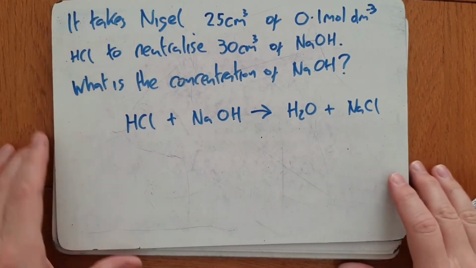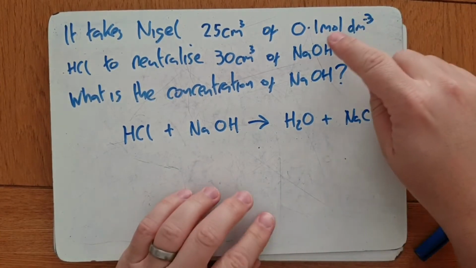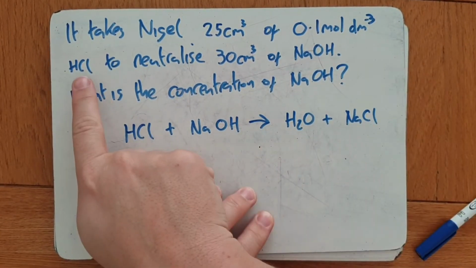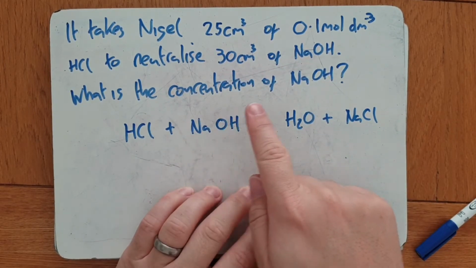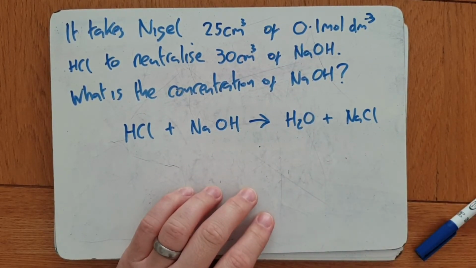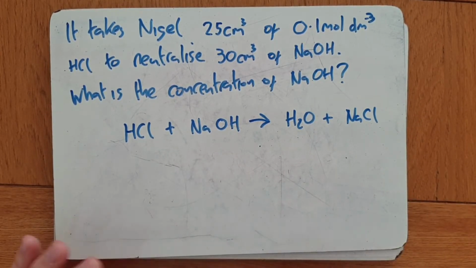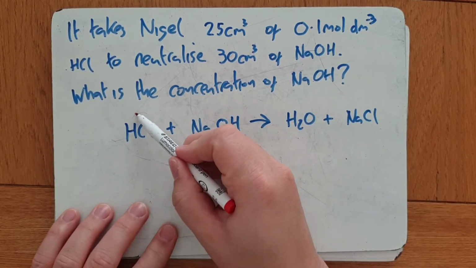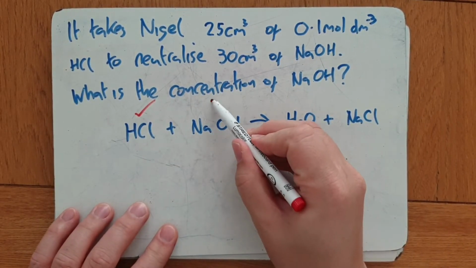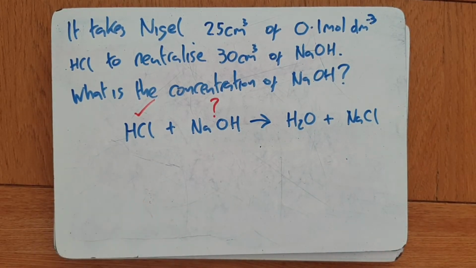So first practice one. It takes Nigel 25 centimeters cubed of 0.1 mole per decimeter cubed HCl to neutralise 30 centimeters cubed of NaOH. What is the concentration of NaOH? So first, which one have they told us about? This is the concentration of HCl. So we know the concentration of HCl. We are trying to calculate the concentration of NaOH.